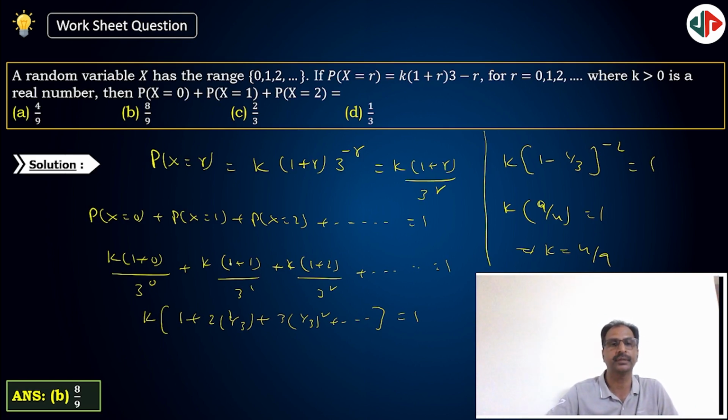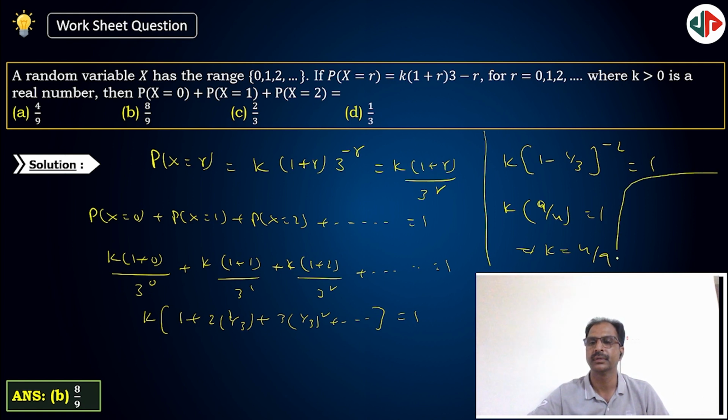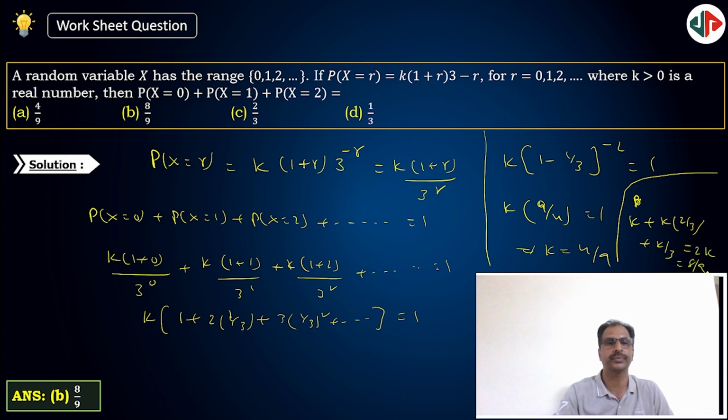So k is 4 by 9, but the question is finding P of x less than or equal to 2. P of x is equal to 0 means k, P of x is equal to 1, k into 2 by 3, plus P of x is equal to 2, k into 3 by 9, that is k by 3. So k plus 2k by 3 plus k by 3, 3k by 3, 2k, which is 8 by 9. Option B.